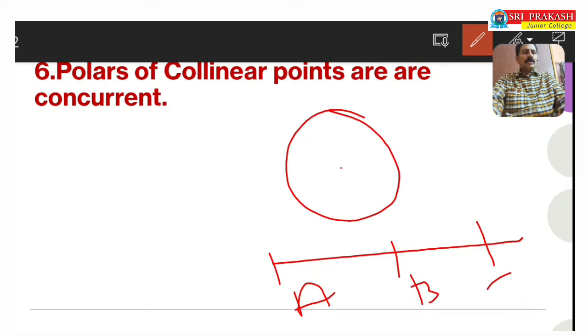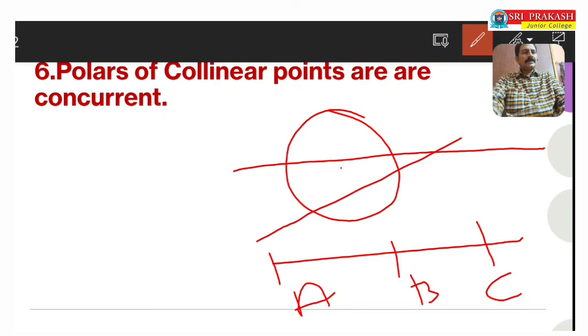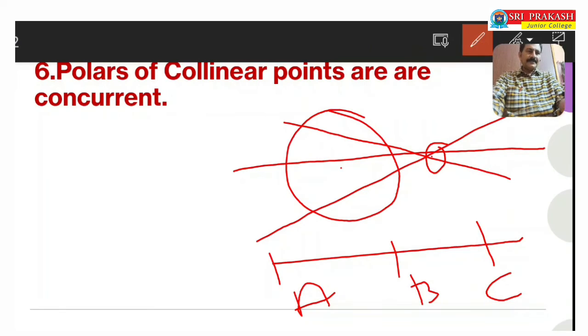Now you can find the polars of these points. For example, the polar of A passes like this, and you can also find the polar of B, that also passes like this, and you can also find the polar of C. Clearly, if the points are taken on a single line, then the points are said to be collinear. For those collinear points, the polars are always concurrent. They meet at a single point only. That is about this property: polars of collinear points are always concurrent. So that's all about pole and polar properties.